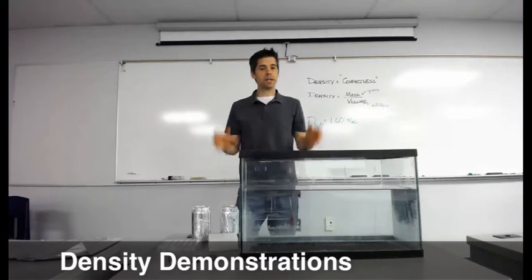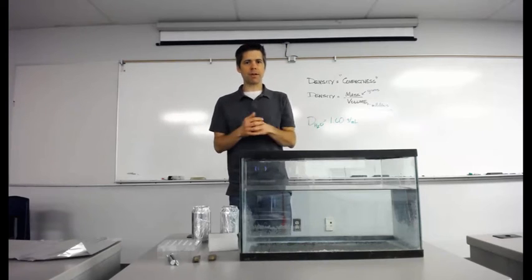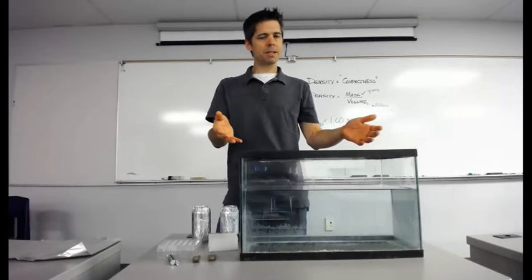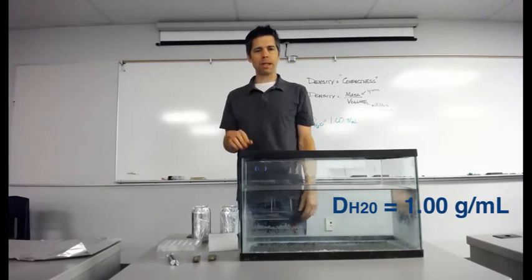Density. Density is a measurement of how compact a material is. Some objects are very dense, others less dense. Water is kind of in the middle with a density of 1. Water's density is 1 gram per milliliter.